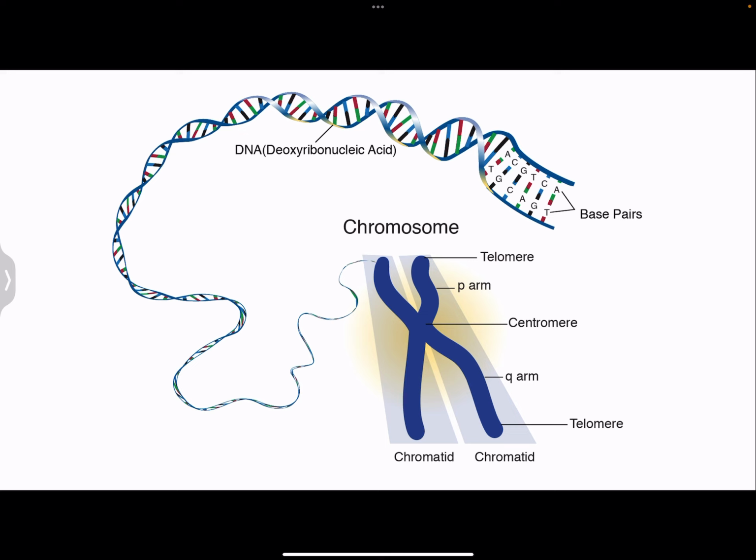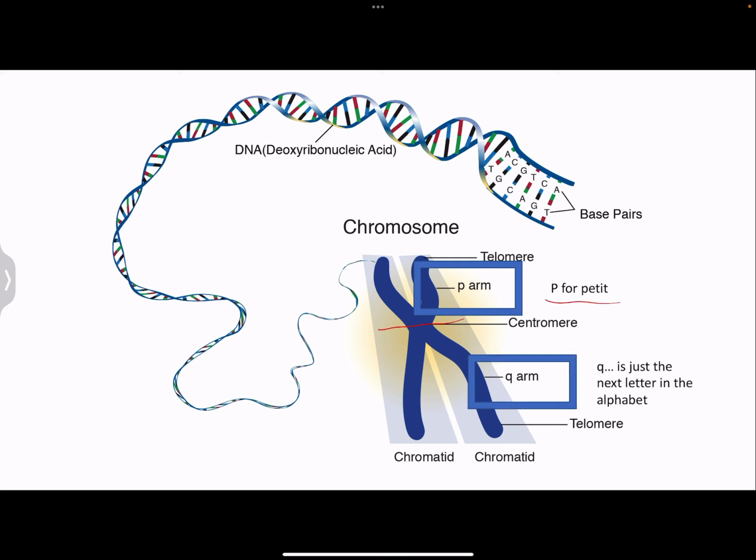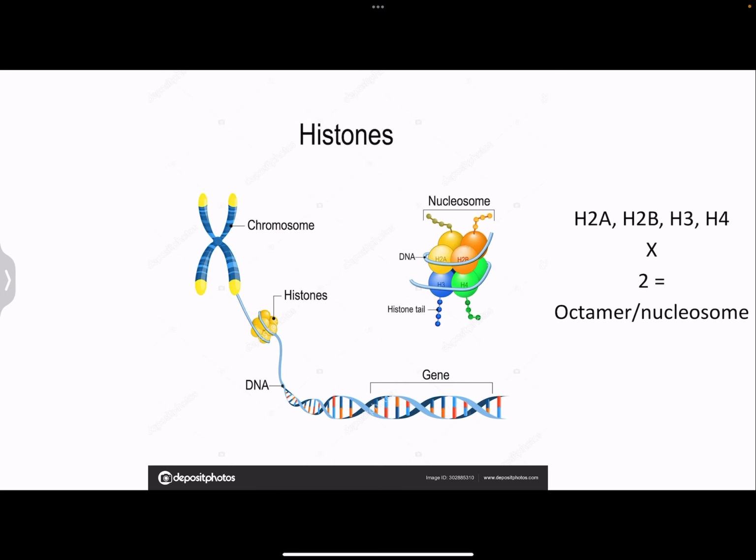Your DNA can be bundled up and condensed into this large chromosome. Notice that it's kind of asymmetric, right? Above the centromere, it's a smaller half, and then below it's a larger half. So the smaller half is the P arm, and that's P for petite, and then Q is literally just the next letter in the alphabet. So the larger section is Q.